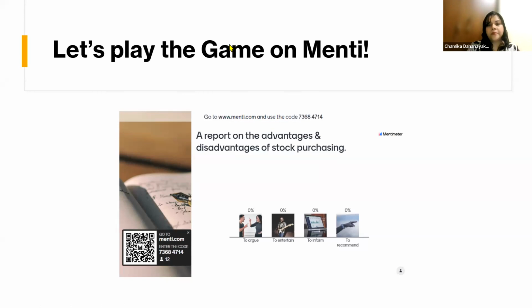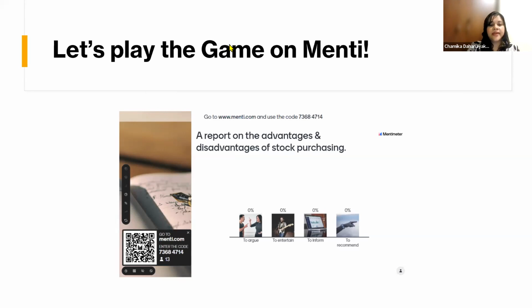Okay, am I making myself clear? Is it clear or not clear? If it is not clear, ask me again, right? So either use your QR code scanner to go there, or you can simply use your browser, type the address www.menti.com, and then it will take you to a site and they will ask you for a code. So type the code 7368-4714 to join the game.